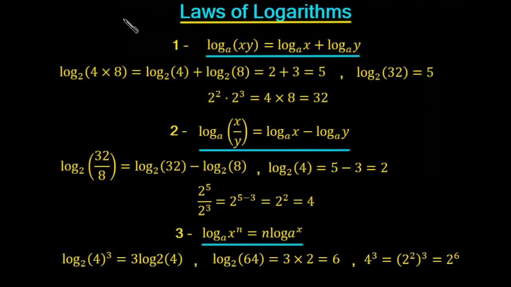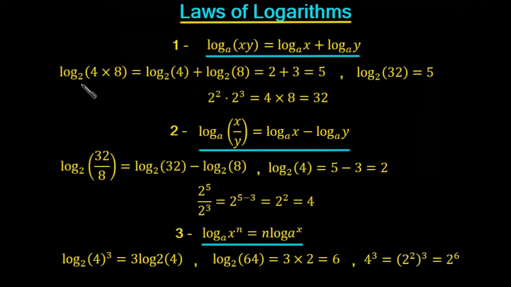So let's look at how we can manipulate logarithms. We can call these the laws of logarithms. We've got 3 here on this page. If we have log to the base a of two numbers multiplied together, x times y, that's the same as log to the base a of x plus log to the base a of y. So let's see why that is the case.